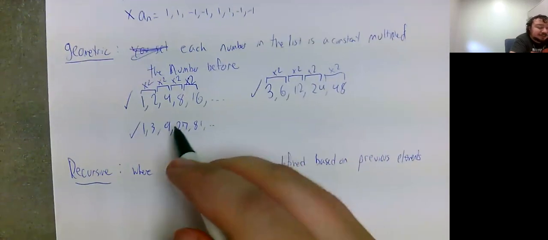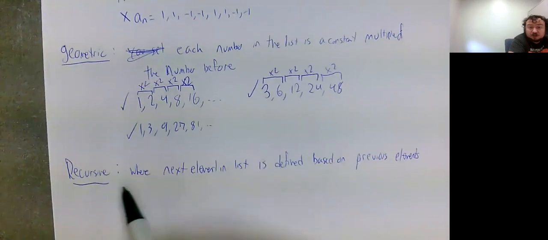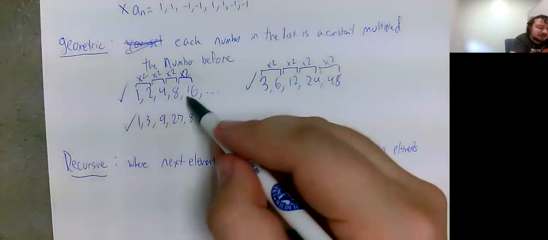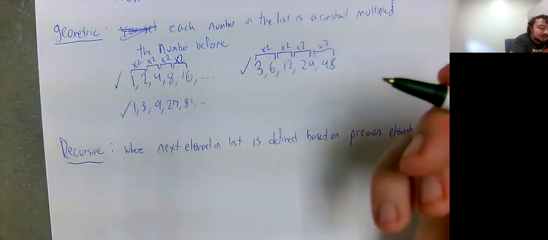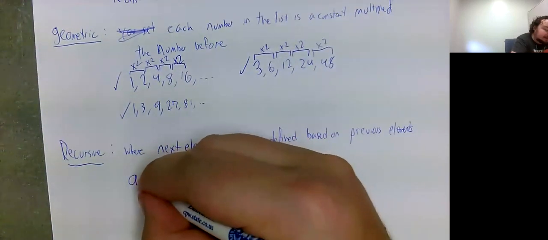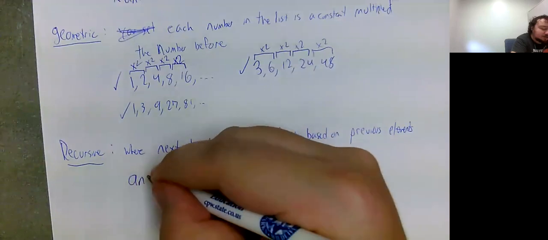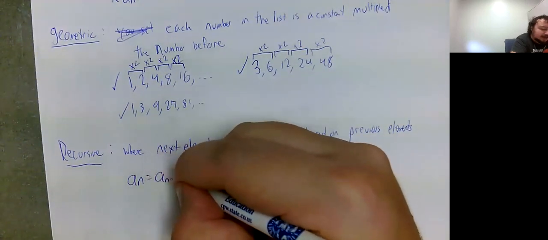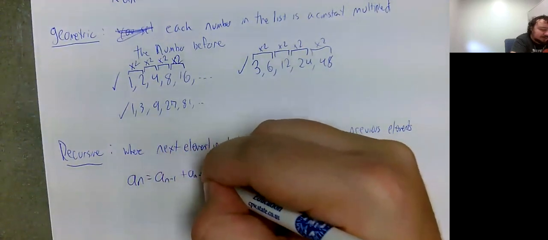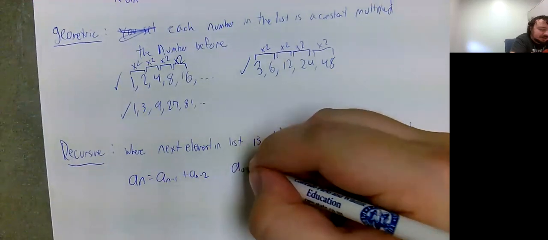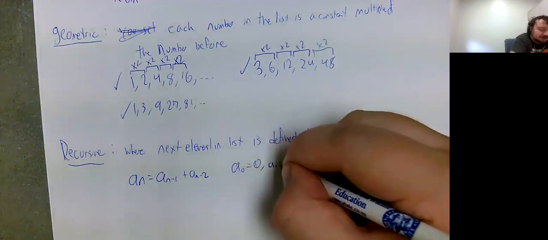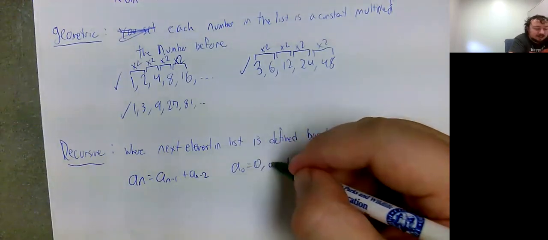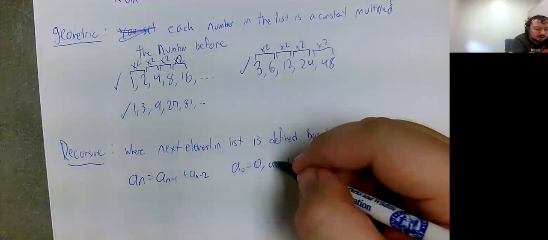Okay, so what does that mean? Technically, geometric sequences here are going to fall into this recursive category because they depend only on what happened in the previous one. So here's an example of a recursive sequence. We have a_n equal to a_(n-1) plus a_(n-2). And maybe we start a_0 as 0 and a_1 as 1. These numbers are just there to get us started.